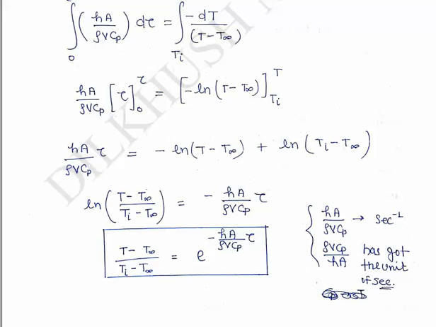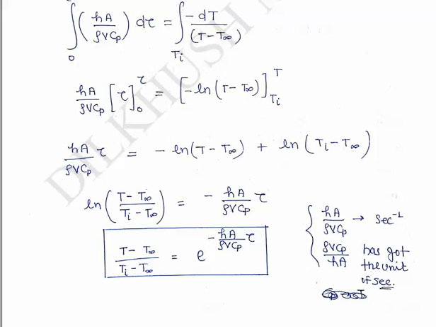If we put in the values, we write the equation as hA tau by rho V Cp is equal to minus natural log (T minus T infinity) plus natural log (Ti minus T infinity). Applying the division rule across the natural log, we can write the equation as natural log of the bracket (T minus T infinity) by (Ti minus T infinity) equal to minus hA tau by rho V Cp, where hA by rho V Cp has the unit of per second and rho V Cp by hA has the unit of second.